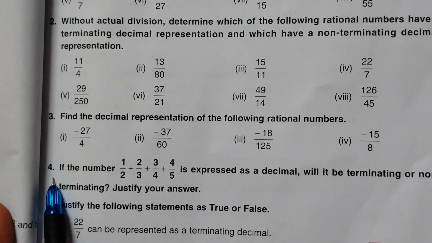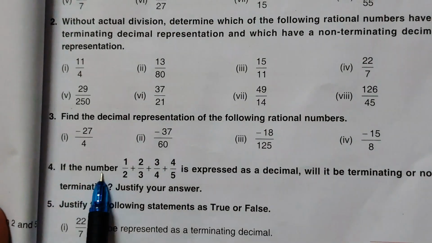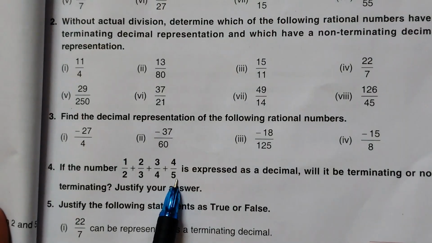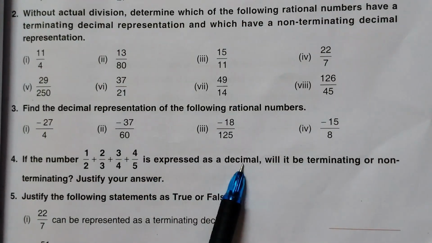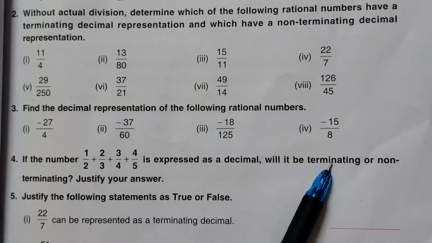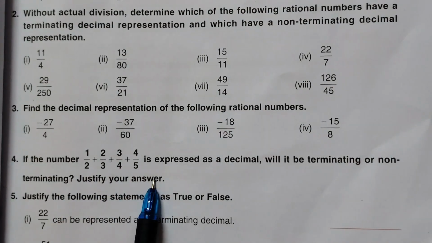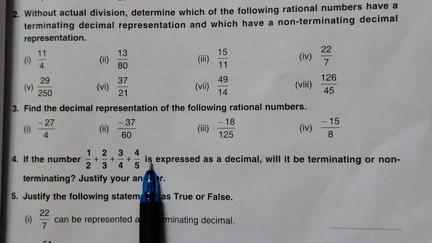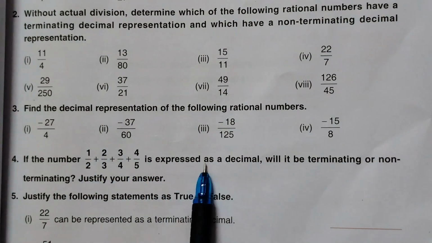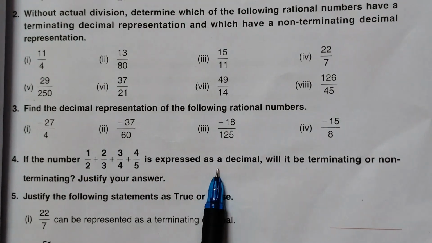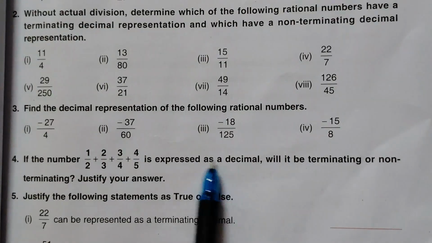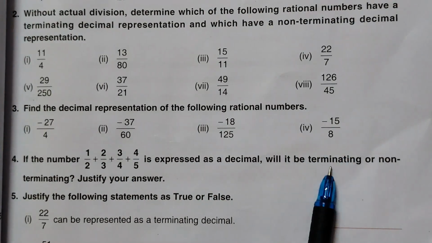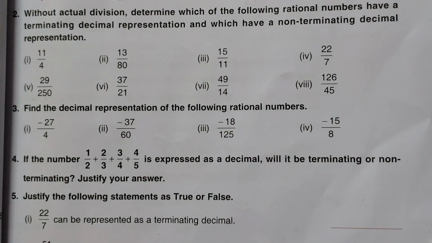Now question number 4 of worksheet 2. If the number 1 upon 2 plus 2 upon 3 plus 3 upon 4 plus 4 upon 5 is expressed as a decimal, will it be terminating or non-terminating? Justify your answer. So these are rational numbers and they have given addition. After solving this we have to express this as a decimal. Not by the long division method but only by seeing the denominator, we have to tell whether it is terminating or non-terminating. So let's see.